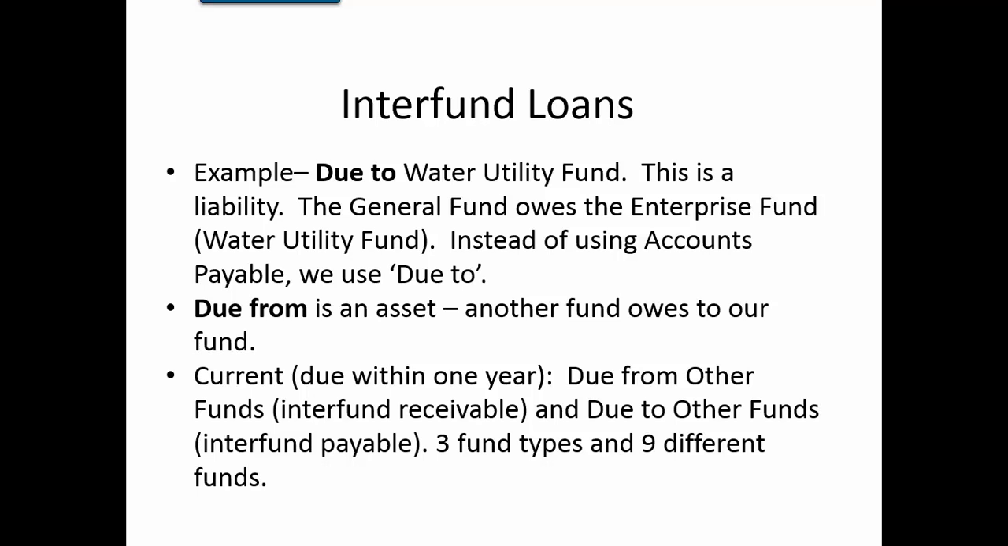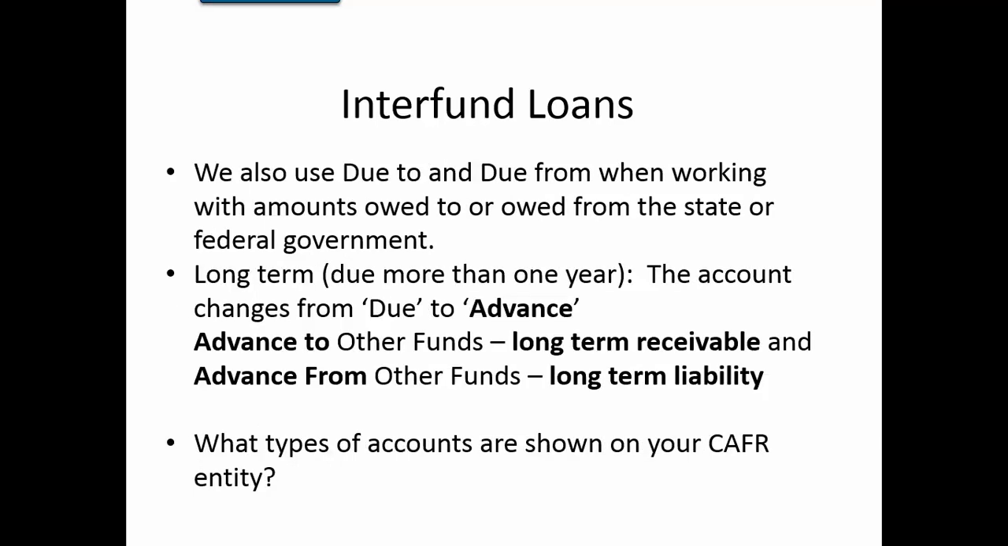Remember, we have 3 fund types and 9 different funds. We also use due to and due from when working with amounts owed to or owed from the state or federal government. We just do this instead of accounts receivable, accounts payable. Long term, due more than 1 year, the account changes from due to advance. Advance to other funds is a long-term receivable. Advance from other funds, a long-term liability.